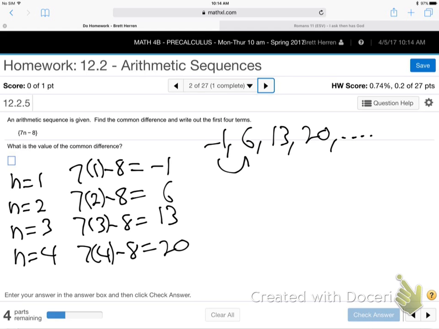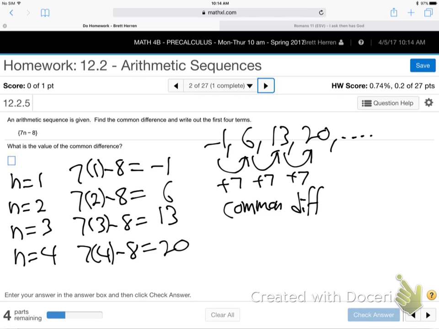Now, what's the difference from term to term? What's the jump, in other words? It's going up 7 every time, isn't it? So that's the common difference, or the jump. Plus 7. And then the other parts, they're just going to say, what are the first 4 terms? There they are. Is that good so far?